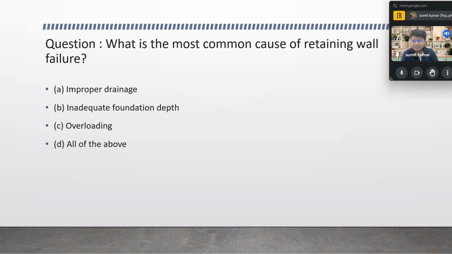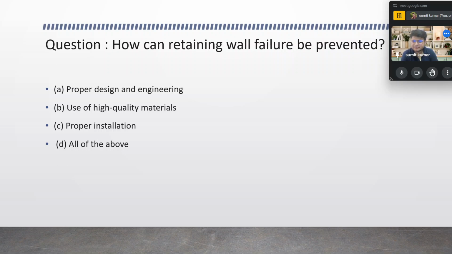so this question we have already taken. Okay, so the question is: how can a retaining wall failure be prevented? Again, proper design and engineering is one of the aspects. Basically, if we design properly, the drainage condition would be there. If we design properly, the foundation is adequate to sustain that load. If we design properly, we know what amount of load should be applied, so the overloading is also not there.